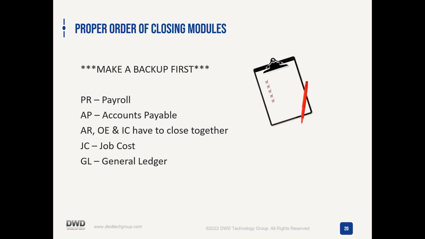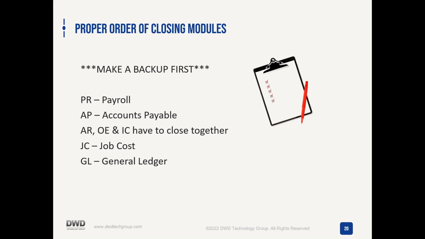The comment is that we've never closed through the utilities menu, only through the modules. Is this a bad thing? Absolutely not. If that is the way that you are used to doing it, if that is the way that you are comfortable, there's absolutely no reason to change up what you're doing because you're getting the modules closed. In my opinion, that's the right answer.